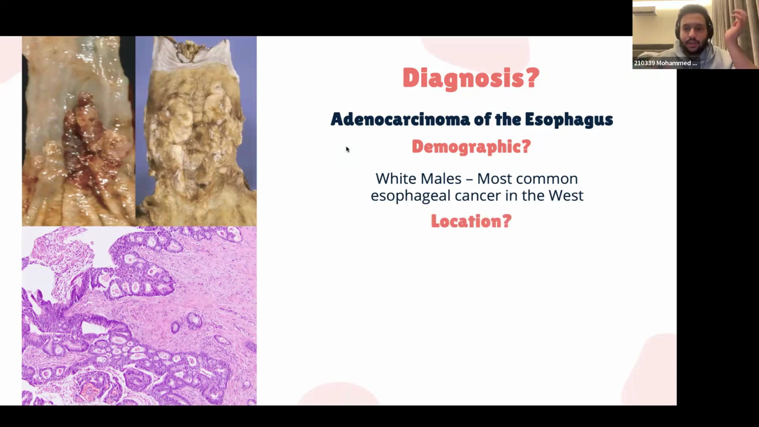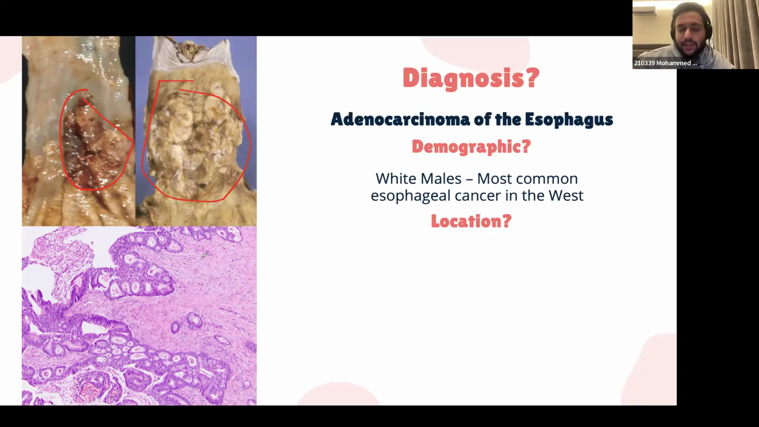Now, next thing is location. Someone already mentioned this before, but it's in the distal 1/3 of the esophagus. So this is the lower esophagus, as you can see, and this is where you have the friable tumor, and this is a very big tumor here. Histologically, it's adenocarcinoma. So what do you expect to see? Glands. Very straightforward in terms of the histology.